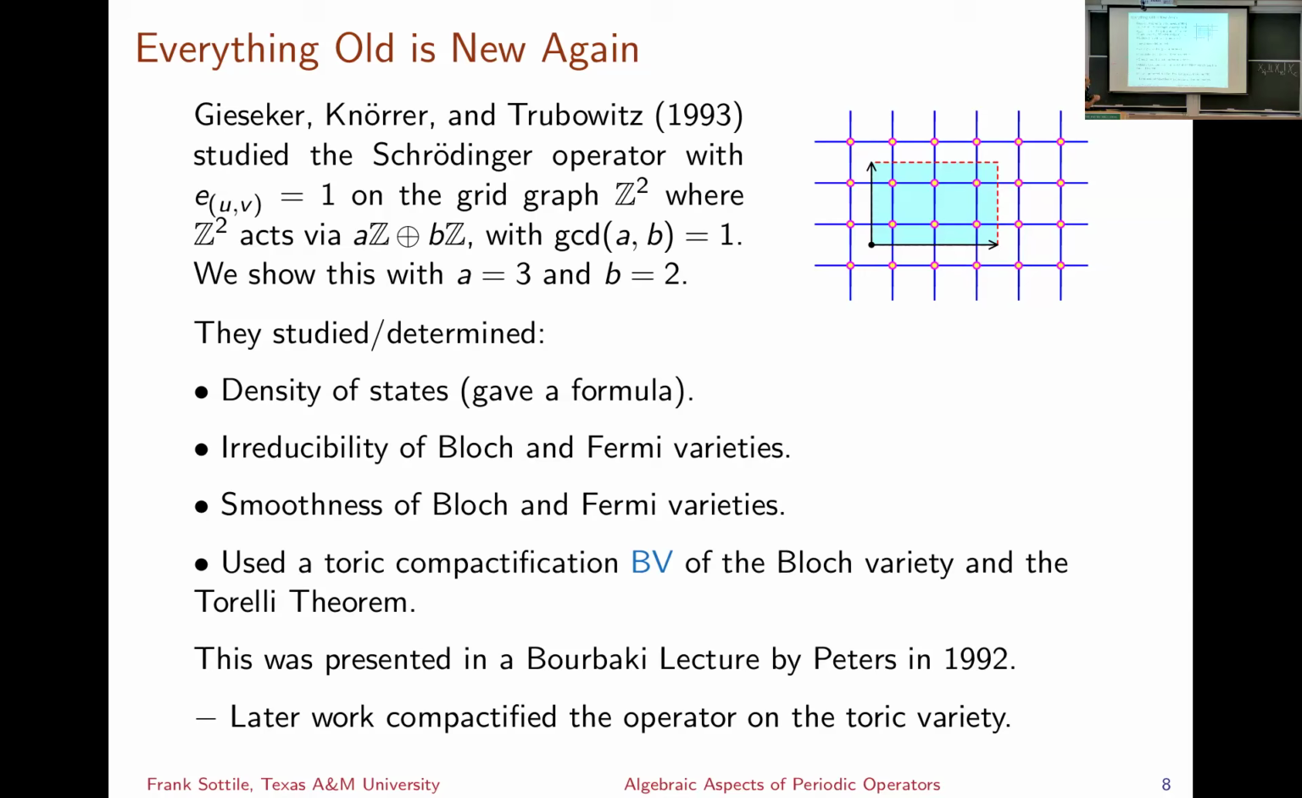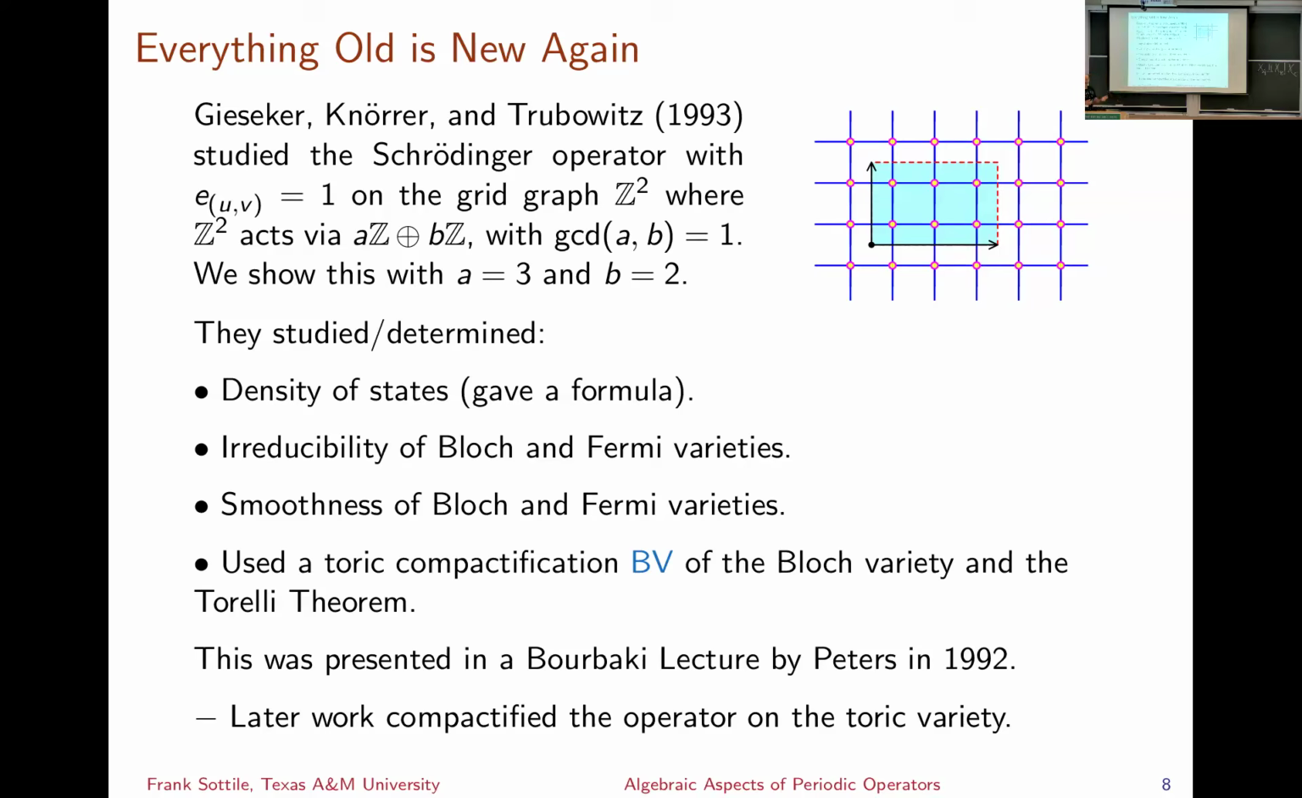What they did in this book is they studied the density of states. They actually gave a formula for it because they were able to evaluate this integral of a differential form. They also showed that the Bloch and Fermi varieties are irreducible in this case. There's a particular differential form which I'm not going to be able to reproduce for you. They compactify the Bloch variety in a toric variety, and it has a map to P1 where R used to be, and there's even a relative differential that they integrate upon.